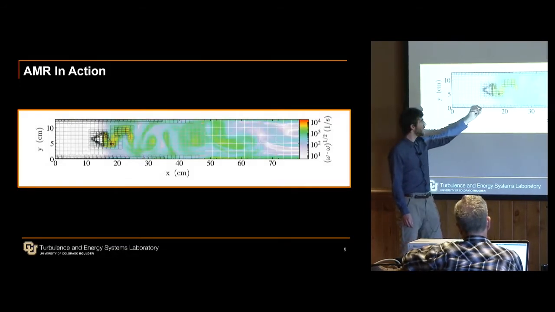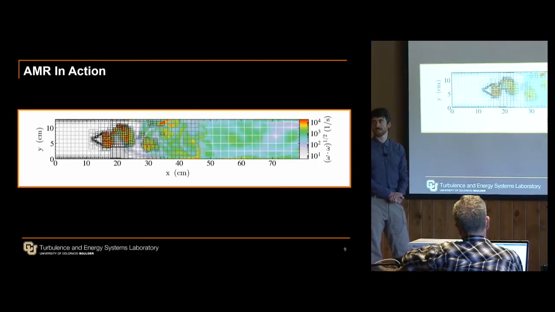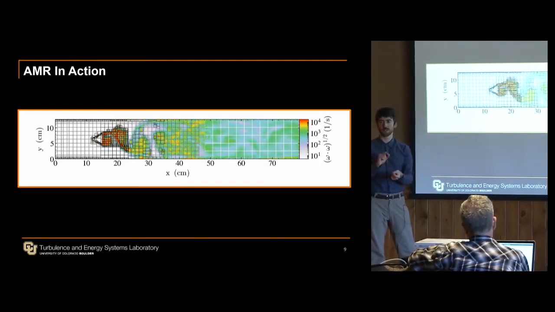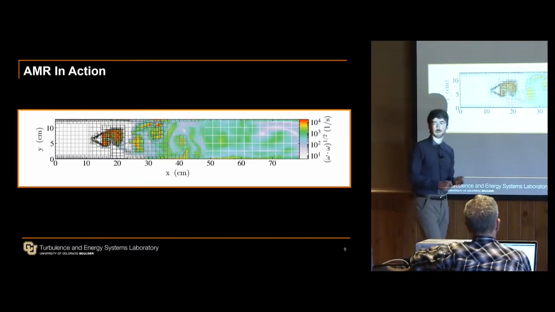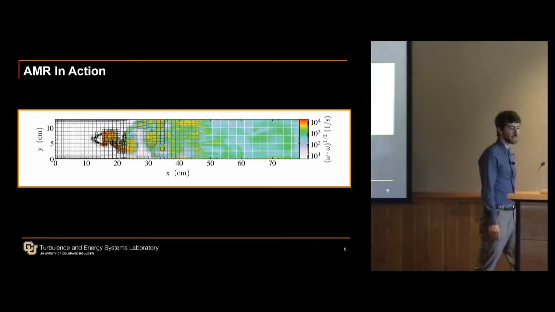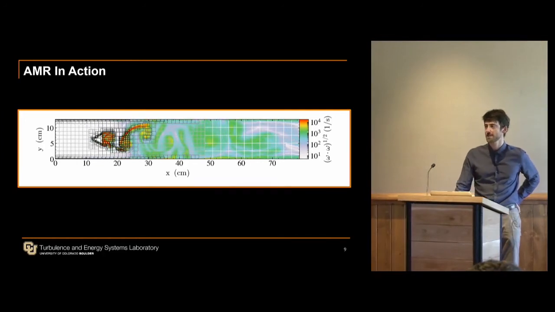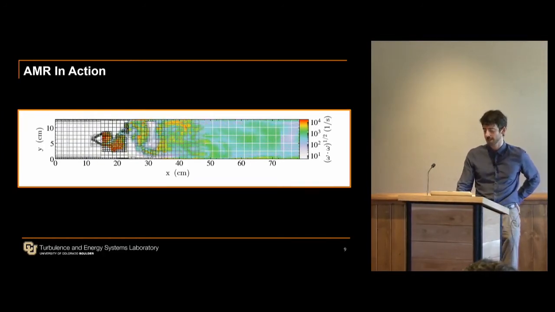I will also point out that each of these black boxes represents, on average, 16 cubic cells. So I'm not showing cells here, I'm showing grids, which is how the domain is decomposed for MPI parallelization. The AMReX AMR framework does allow for MPI or OpenMP parallelization as well, but we haven't implemented that just yet.